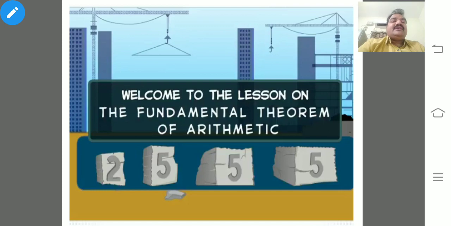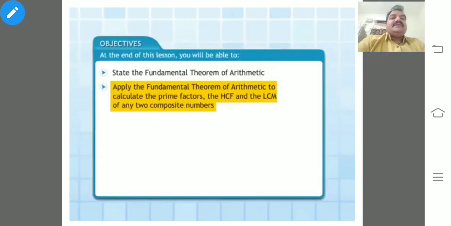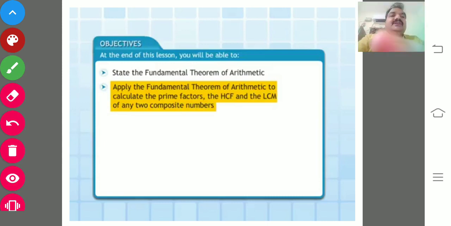So, today I would like to teach the fundamental theorem of arithmetic. In this session, you will learn what the fundamental theorem of arithmetic is, as well as its application on HCF and LCM using prime factorization, and you will come to know the relation between the HCF and LCM also.